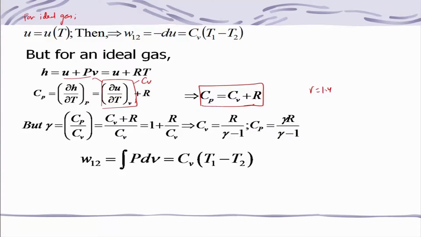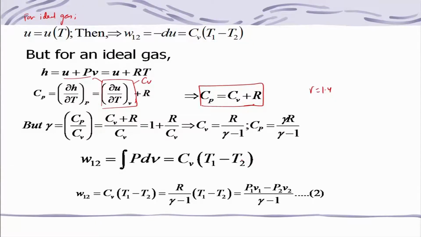So, then we can evaluate this work done between state 1 to 2 as the integral of PdV, which is equal to Cv (T1 minus T2). In place of Cv I can take R by gamma minus 1, and R T1 is nothing but P1 V1 from the ideal gas law, and R T2 is nothing but P2 V2. Therefore, the work done for an isentropic process will be equal to (P1 V1 minus P2 V2) divided by gamma minus 1.